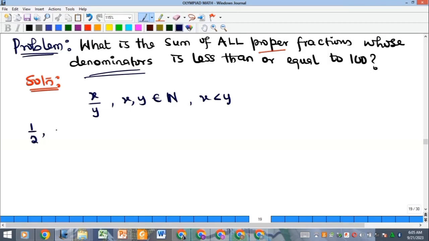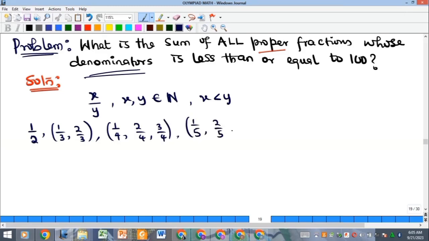The next is the ones with denominator 3. There you will get 1 over 3 and 2 over 3. If you put 3 over 3, that will be 1, which is not a proper fraction. Then the ones with denominator 4: 1 over 4, 2 over 4, and 3 over 4. And so on. If you go to 5, you have 1 over 5, 2 over 5, 3 over 5, and 4 over 5. It continues this way for all other ones.